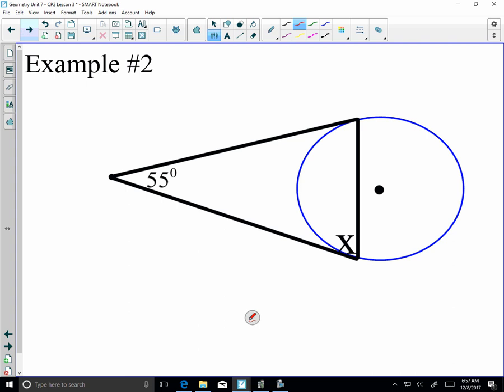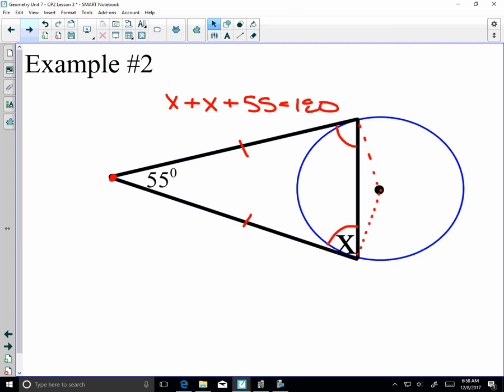Looking at another example, in this situation we have to be very careful. We don't have the radius involved, so we can't call these two angles 90-degree angles. But what we do know is if we're starting from a point and connecting to a circle, these lengths are equal to each other. So we've got a triangle with two equal base angles: x plus x, or 2x, plus 55 equals 180.